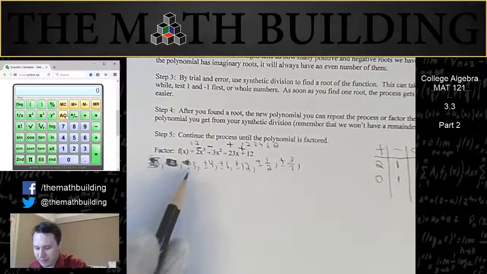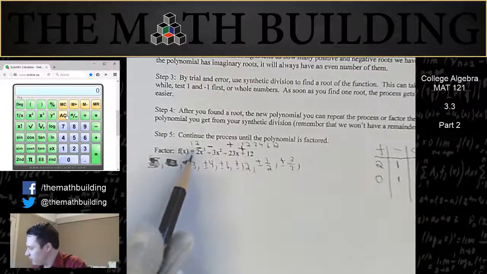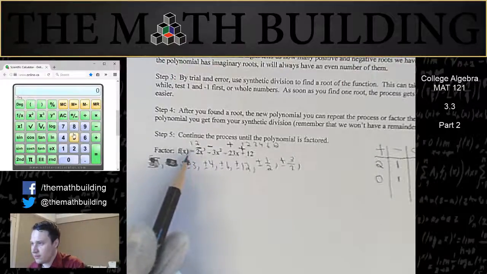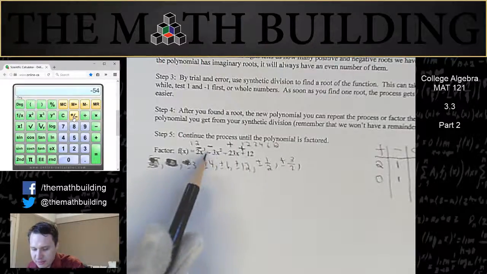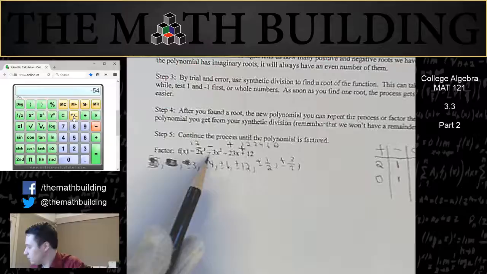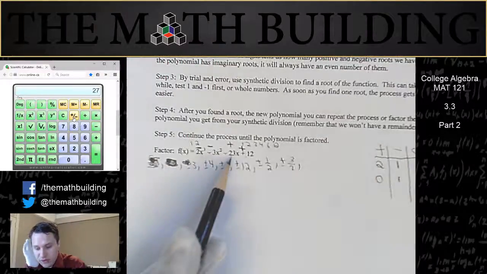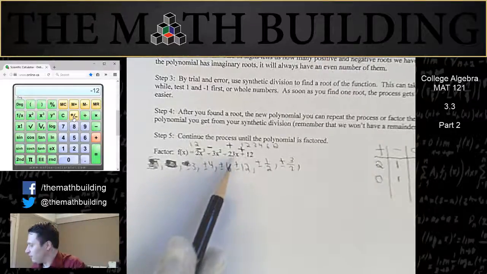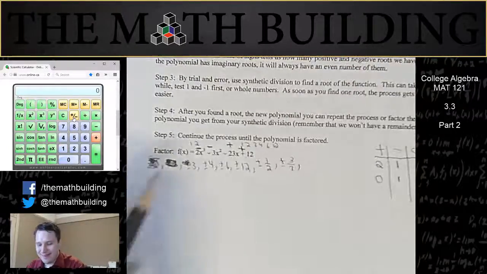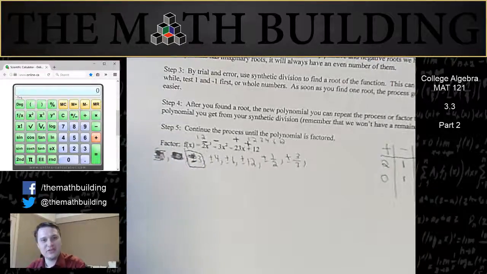Let's try negative 3. Negative 3 times itself 3 times is negative 27, times 2 is negative 54. Negative 3 squared is positive 9, so that's going to be minus 27. Negative 3 times 23 is going to be 69, so that'll be plus 69. Plus 12. And look at that. Negative 3 is our savior in this problem. Negative 3 is a solution.